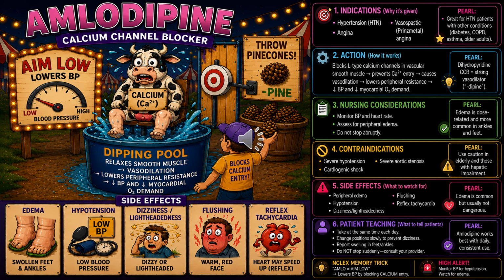Those are some of the obvious things that you should not give this medication for. In addition, we talked about the side effects, so we'll move on from there. Patient teaching: teach them to take their blood pressure at the same time each day, along with their heart rate. Change positions slowly to prevent dizziness and falls. Report swelling of the feet and ankles, maybe even flushing as well. And do not stop suddenly. Make sure they consult their provider if they want to get off the medication or if they're complaining about some of their symptoms. Okay, so that is the end of amlodipine.